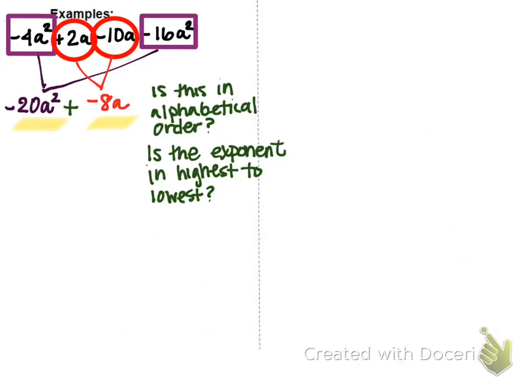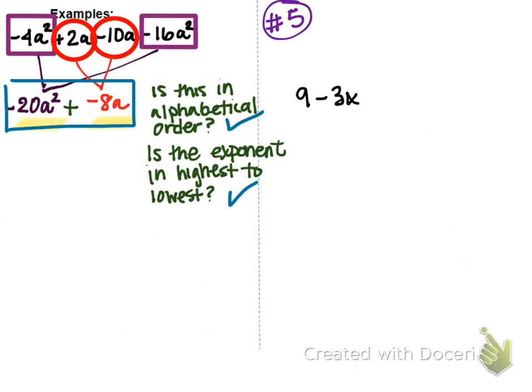And taking a look, I did check those out, and let's take a look at example number 5. This is going to be 9 minus 3x minus negative 8y plus 9x minus y. When I take a look at this, I have terms that don't have a variable, I have terms that have an x, and I have terms that have y for the variable.